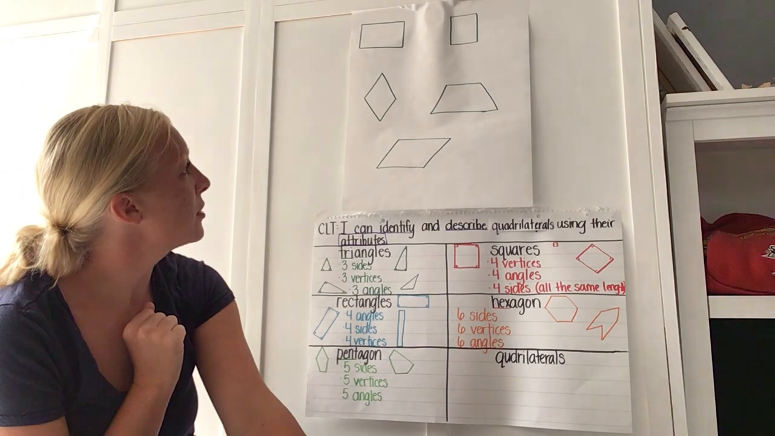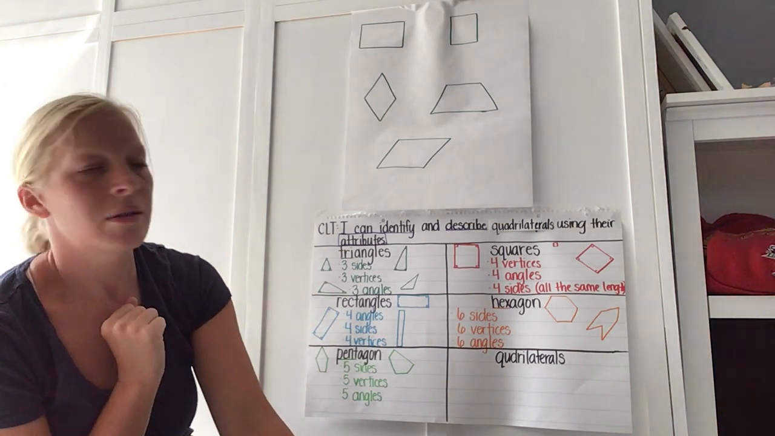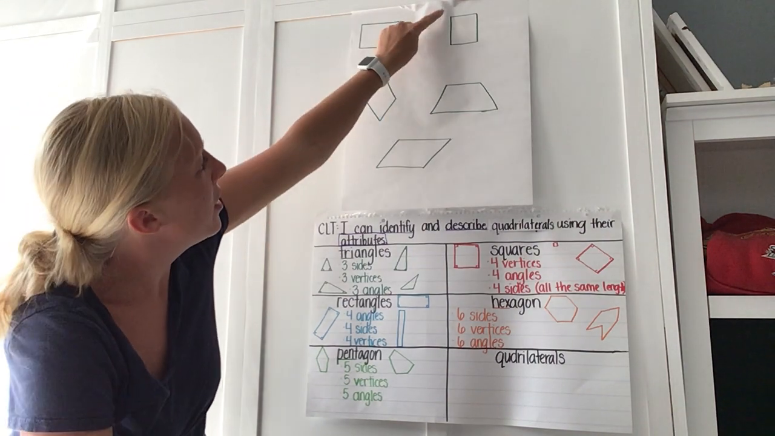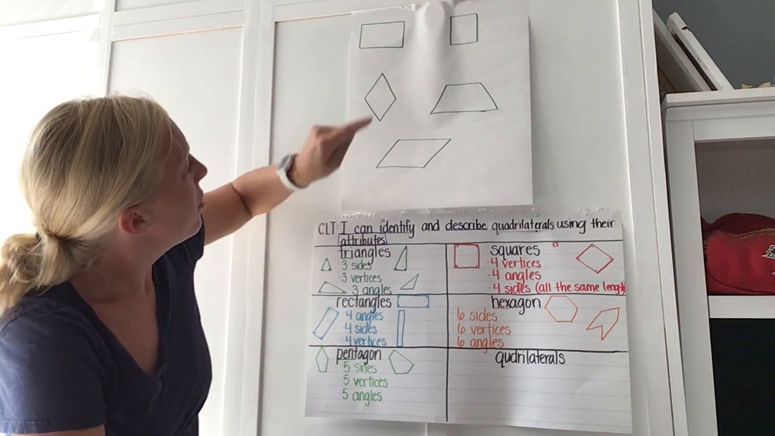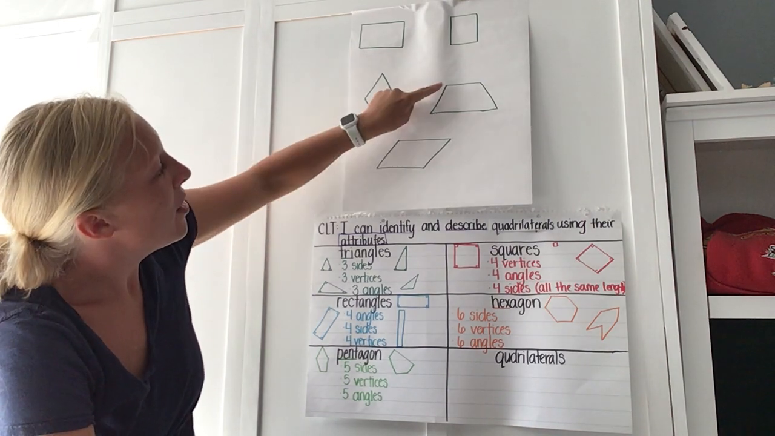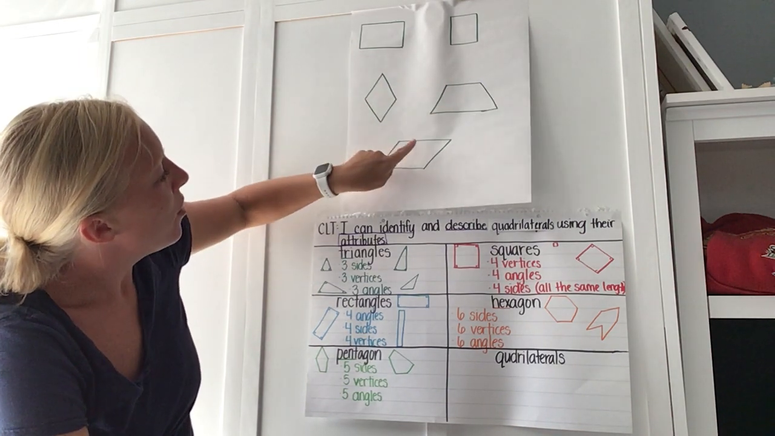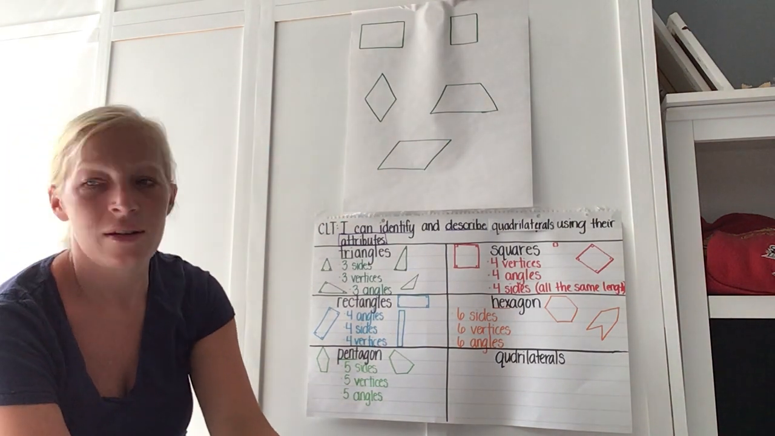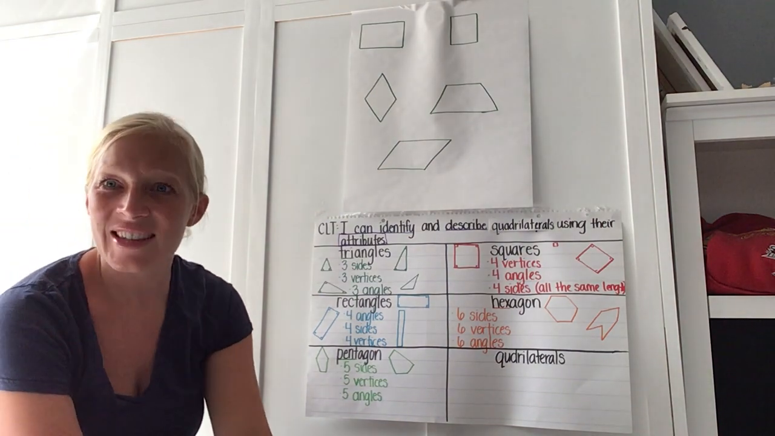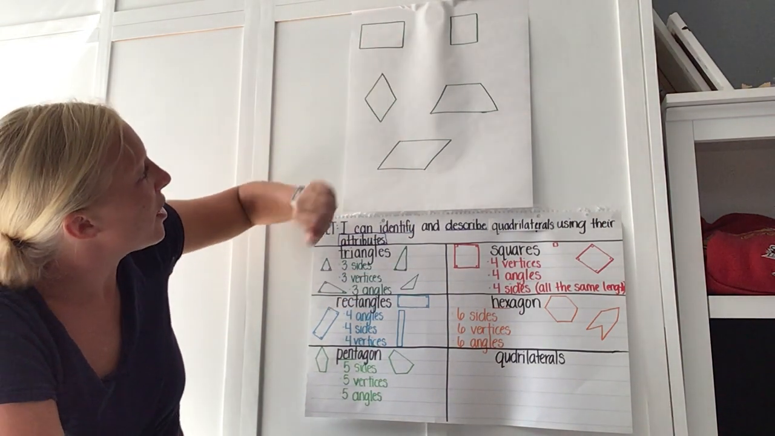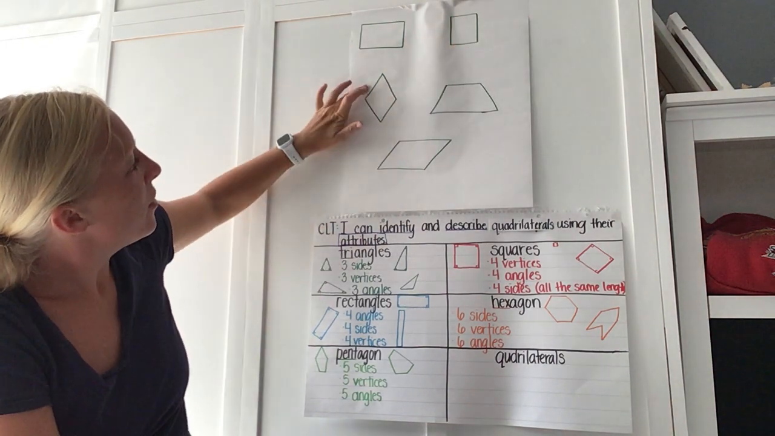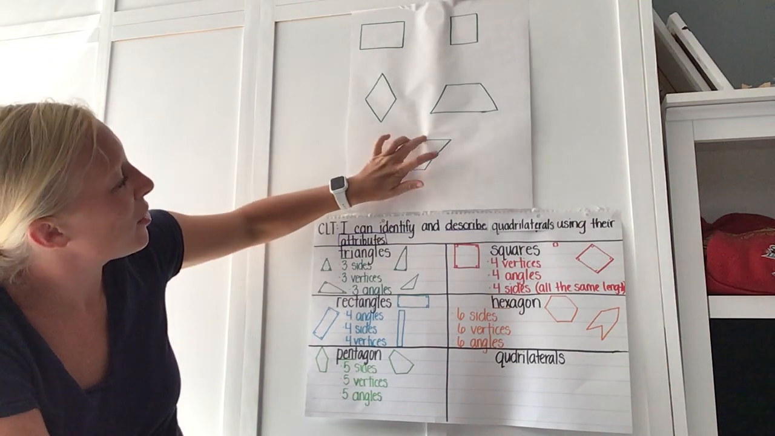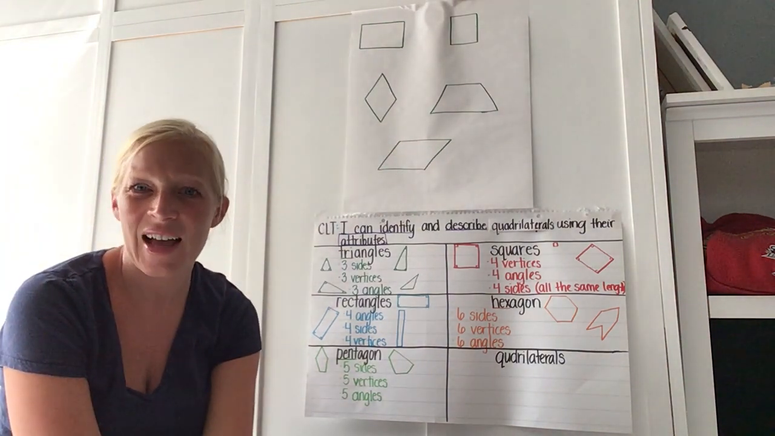What do you notice? They have four angles. 1, 2, 3, 4. How about this one? 1, 2, 3, 4. They sure do. What else do you notice about all of these? They have four sides. 1, 2, 3, 4. They all have those four sides.